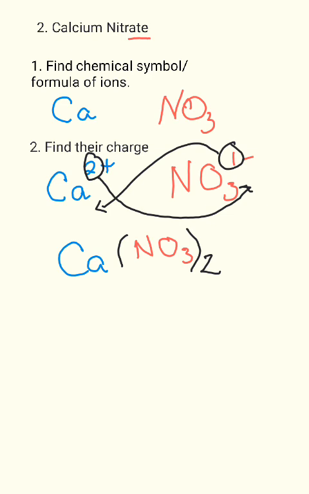Now, I want you to pay attention to something. This 3 right here does not change. Nitrate is a polyatomic ion. You have to keep that 3 no matter what. And then the 2 that we get from calcium goes on the outside of the parentheses. So you have to treat polyatomic ions like nitrate as if they were single elements. You don't split them up, you don't move the 3, and remember that the subscripts come from the charges. Okay, so now we've made a new compound, calcium nitrate.